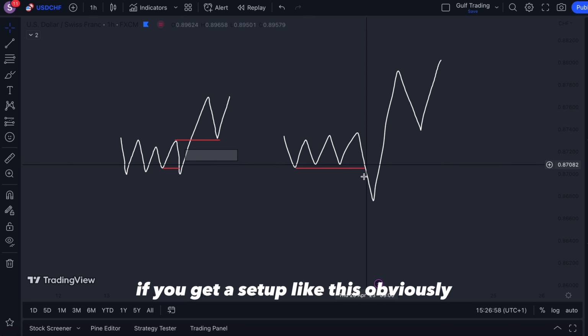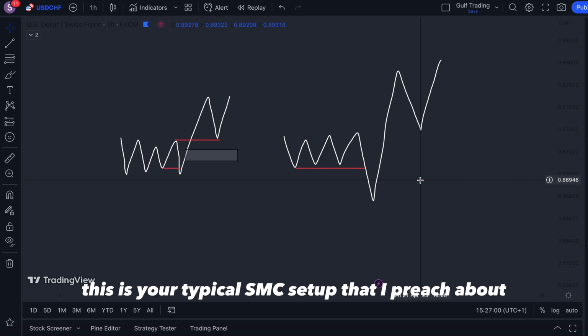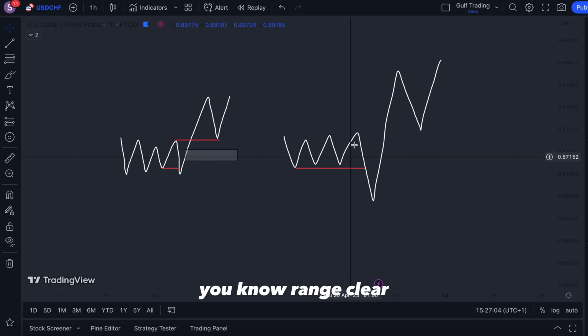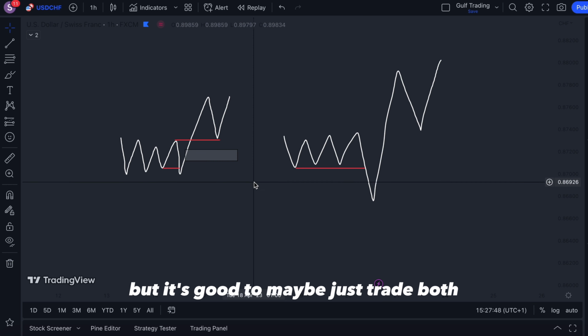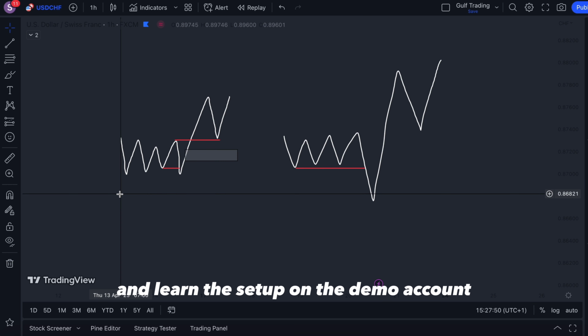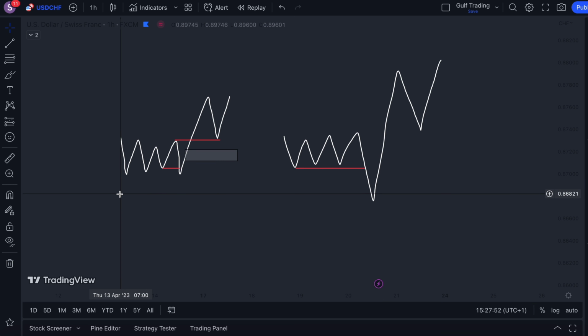The final point being, if you get a setup like this, obviously this is your typical SMC setup that I preach about: range, clear liquidity grab, and then break the structure. And this setup will be of high quality, so have a high chance of winning. And so you can even just trade these setups if you want, but it's good to maybe just trade both and learn the setup on the demo account and then get trading live. And if you have any questions, message me, but we'll get into the charts now.